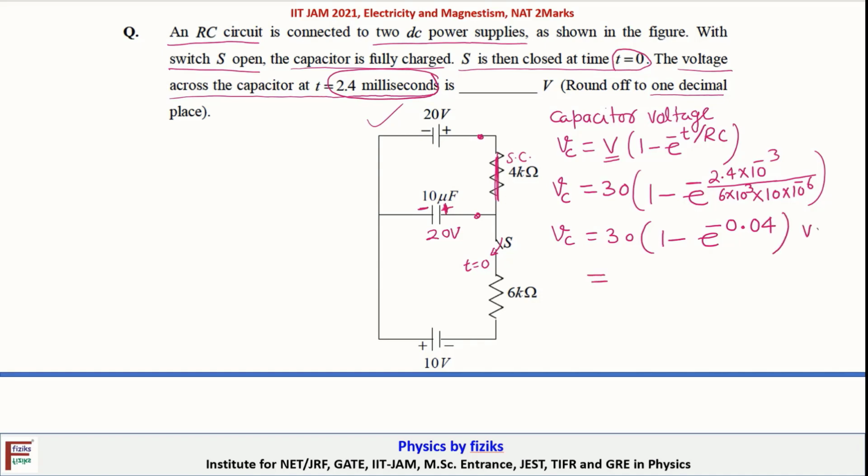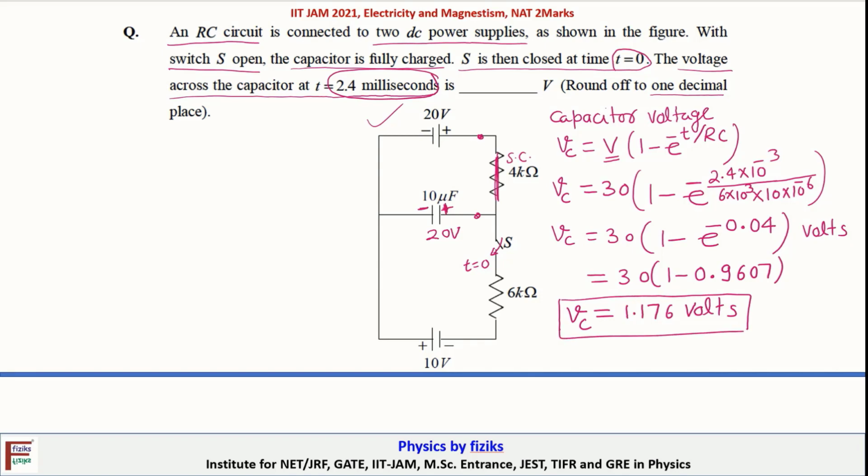You will get, of course, the answer in voltage. So that is 30 into 1 minus 0.9607. You have to use the calculator. Without a calculator, you cannot solve. So if you calculate this value, it will be 1.176 volts. So this is the capacitor voltage.